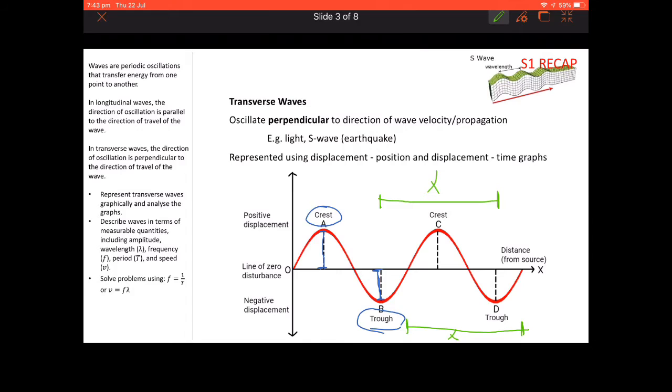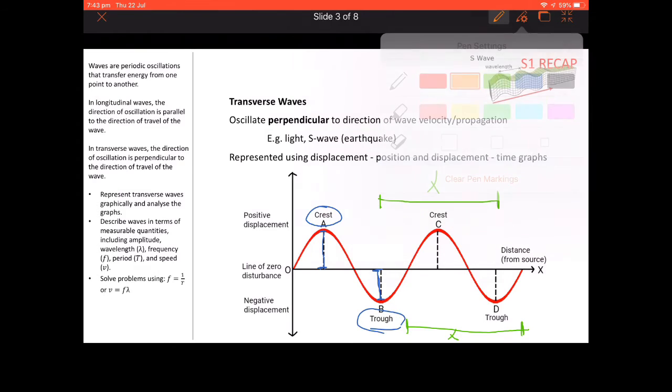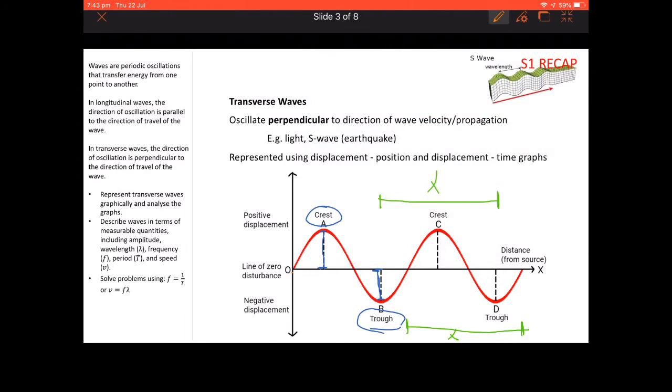It could be from crest to crest, it can be from trough to trough, it can be from a 0 point that's about to move in the same direction to the next 0 point that's going to move in the same direction. So you wouldn't have a wavelength from here to here, even though the wave's displacement is at 0 for both these points.